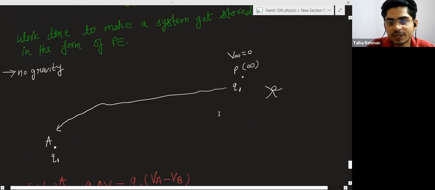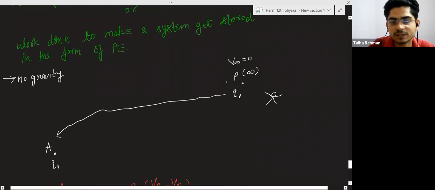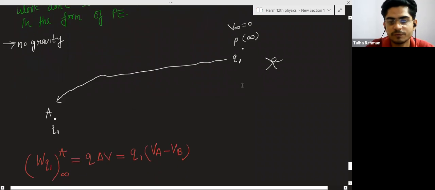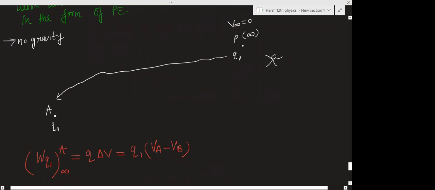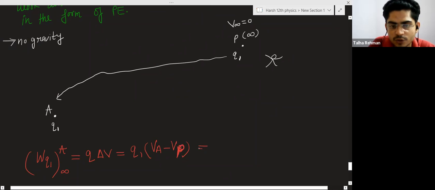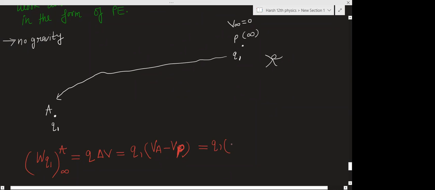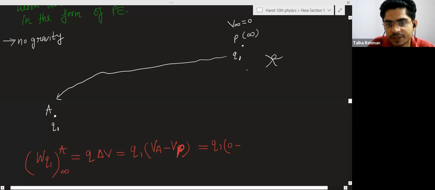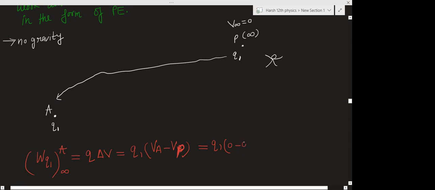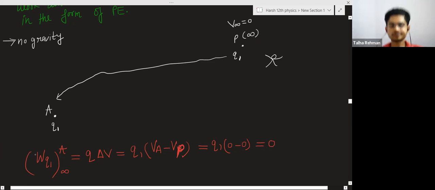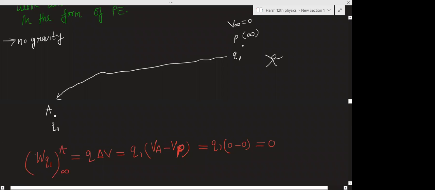And what is the initial point? I am supposing the initial point is P, at infinity, and the final point is A. So this is Q1. What is the potential at A? Zero. What is the potential at P? P is at infinity, so zero. See, that work done is zero. That's how the work done is zero.